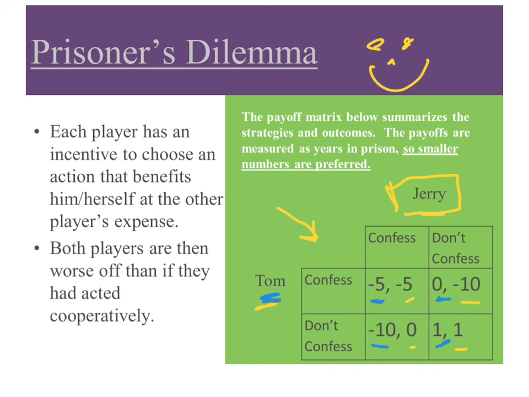If Jerry doesn't confess, okay, so now we're looking at this side here. What should Tom do? Should he confess and get 0 years in jail, or not confess and get 1 year in jail? Clearly he should confess and get 0 years in jail. So whether Jerry confesses or doesn't confess, Tom should definitely confess, okay?